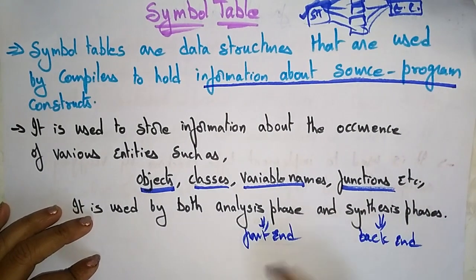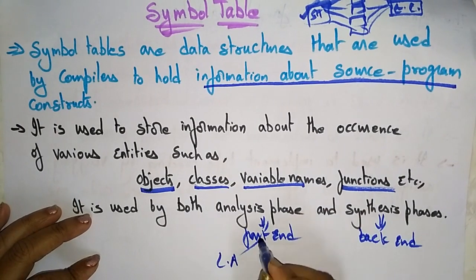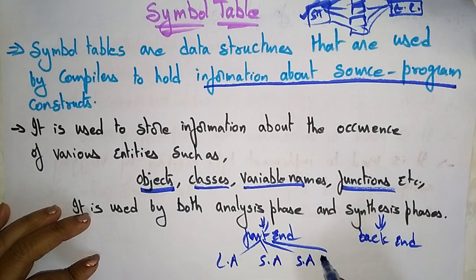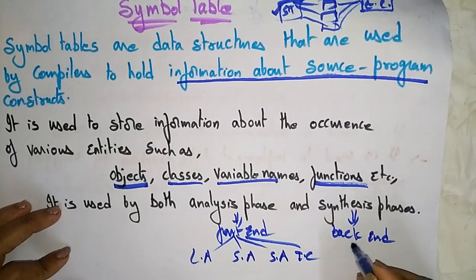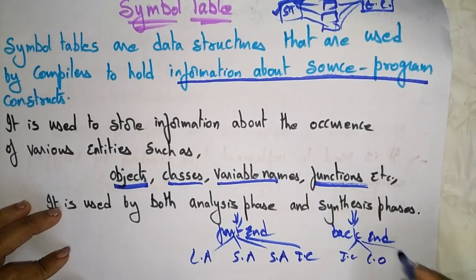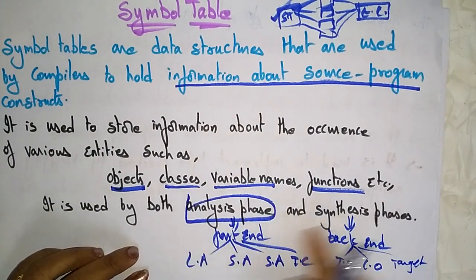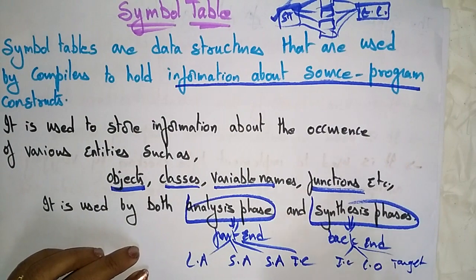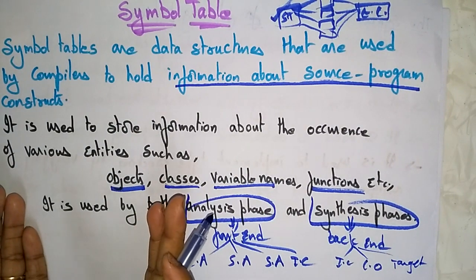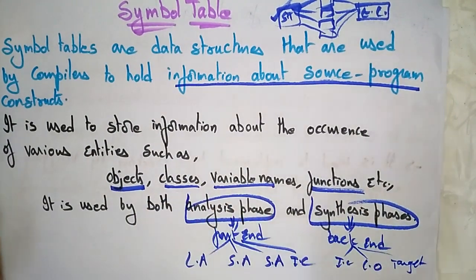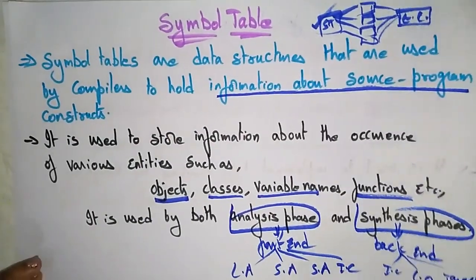The front end consists of the lexical analyzer, syntactic analyzer, semantic analyzer and intermediate code generation. The back end is the intermediate code and code optimization. Finally you get the target machine code. So you know that the analysis phase is the front end and the synthesis phase is the back end. This symbol table is used in both the analysis phase as well as the synthesis phase.